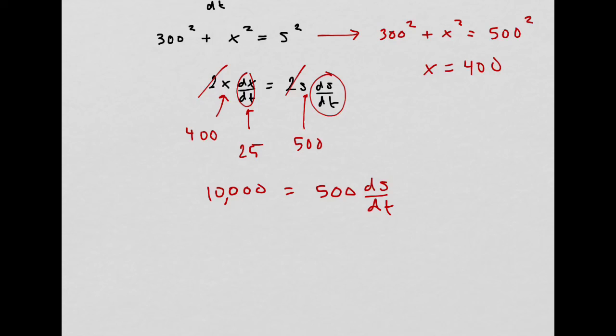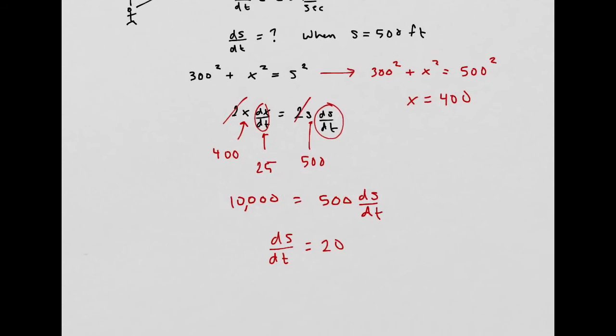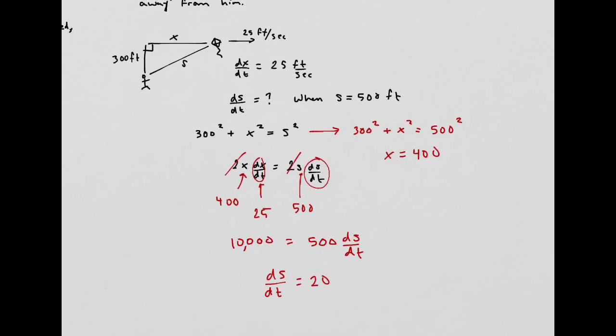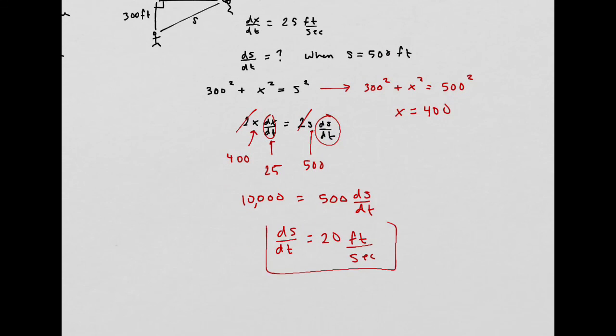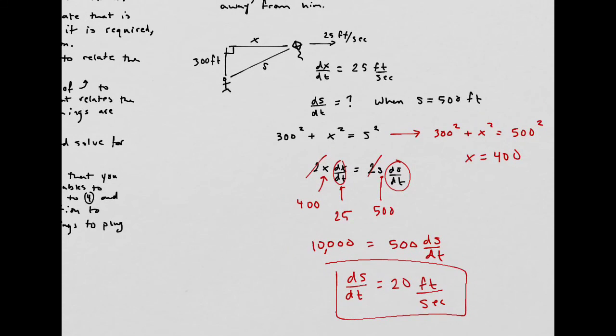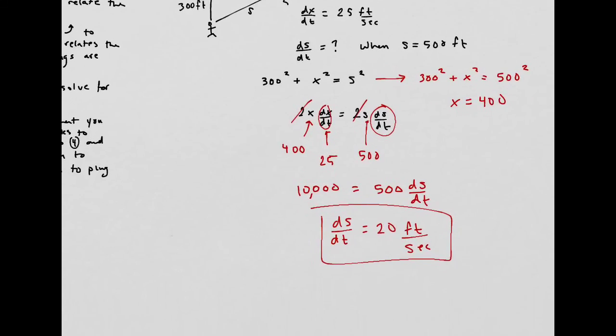So 500 equals, okay. And then divide by 500, ds/dt equals 20. And then I must have units. Well, this is feet per second. So Leopold has to let out the string at 20 feet per second. Okay, that's it. I'm done.